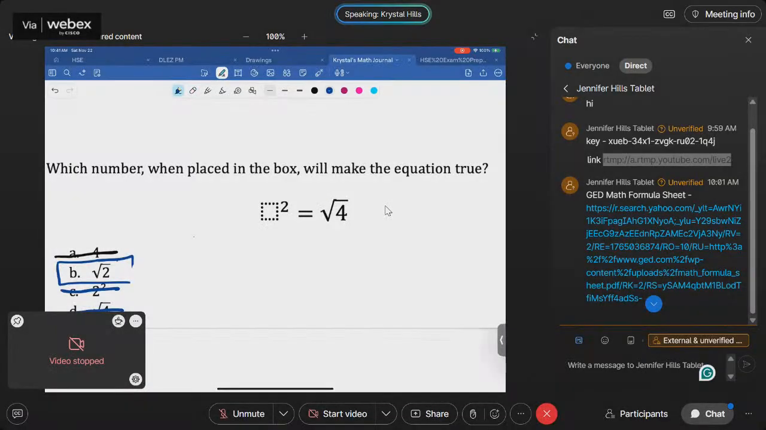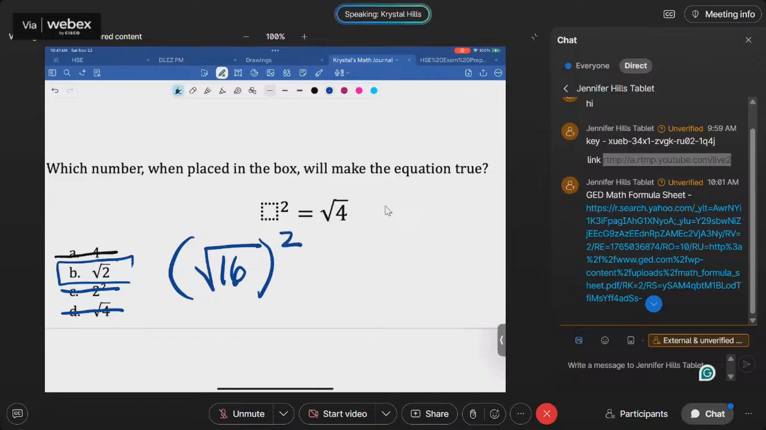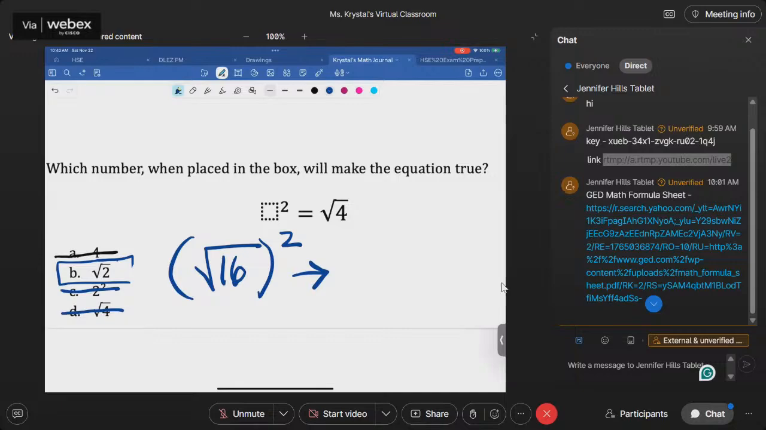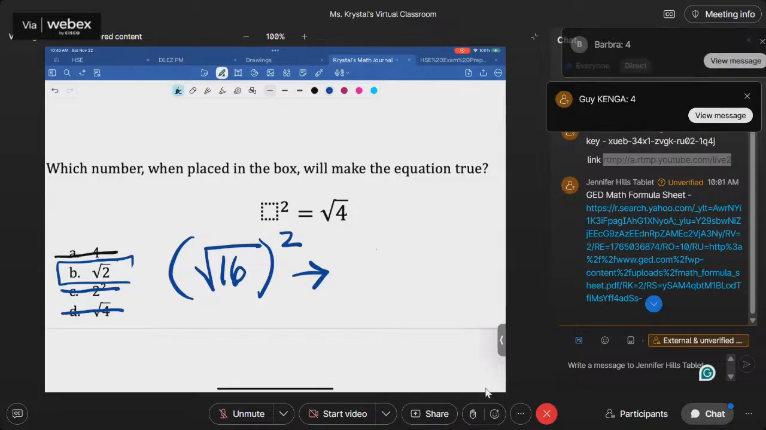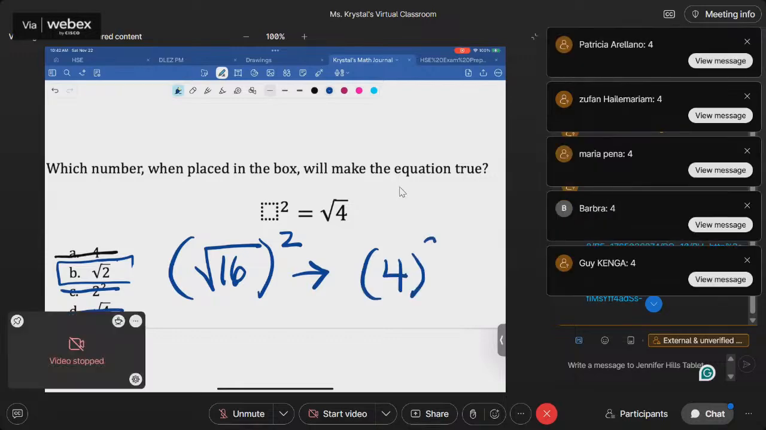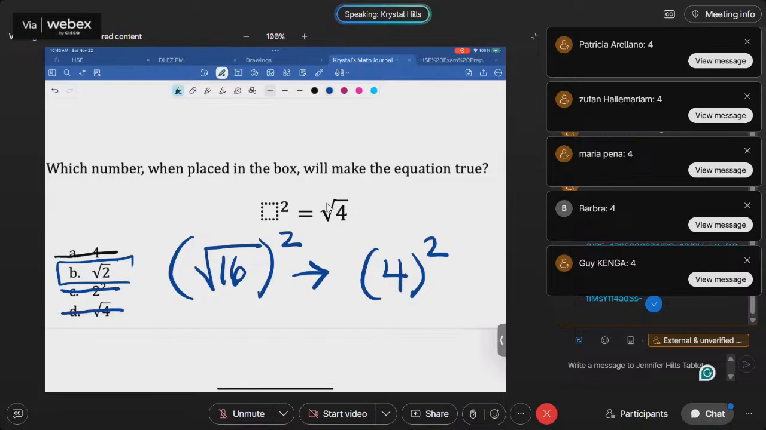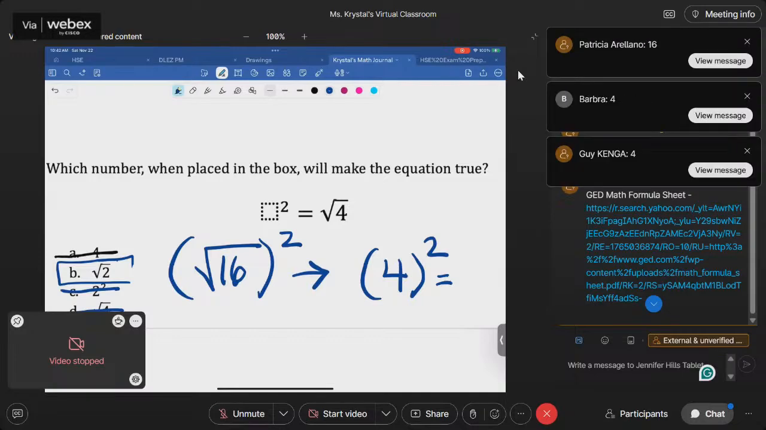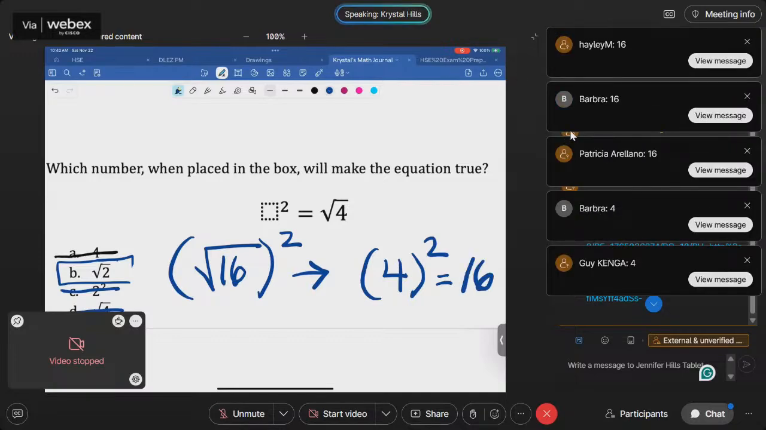So let's say we had the square root of 16 squared. What is the square root of 16? Four. And we bring our squared over because we did what was inside the parentheses first. What is 4 squared? 16. Well, now we didn't even have to do all this.